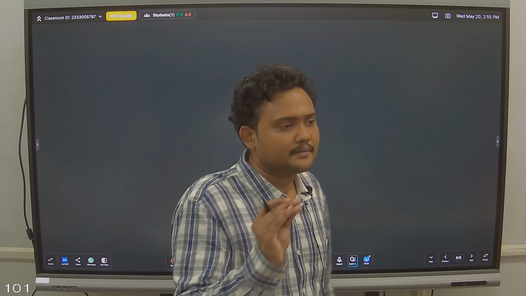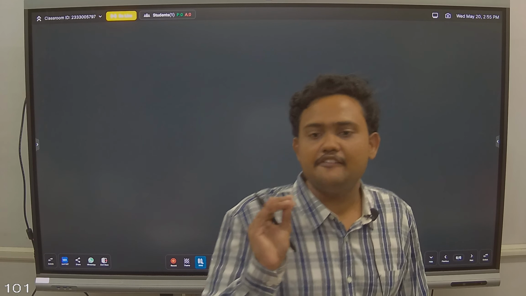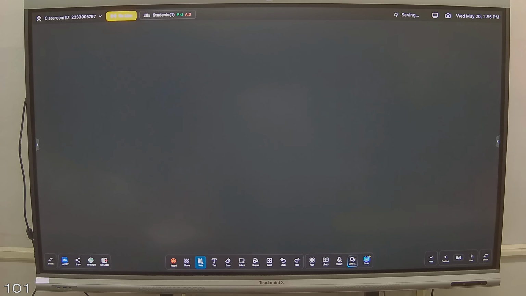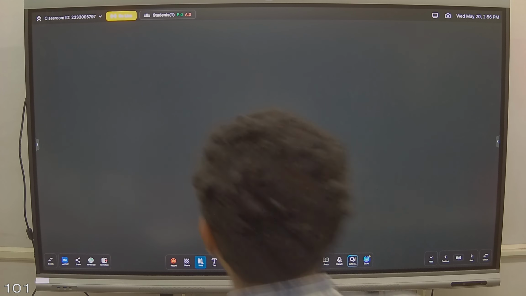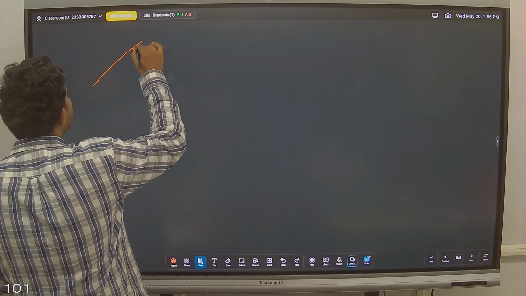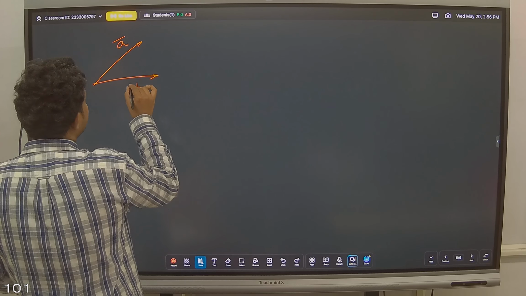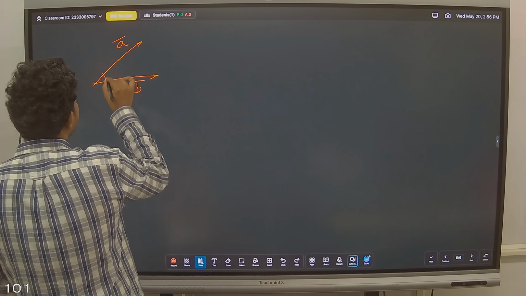So listen. If I have two vectors, A and B, how do I find the angle between them? Cos theta is equal to A dot B by mod A mod B. So this is vector A, this is vector B. How do I find the angle theta between the two vectors? I do A dot B by mod A mod B equal to cos theta. Correct?